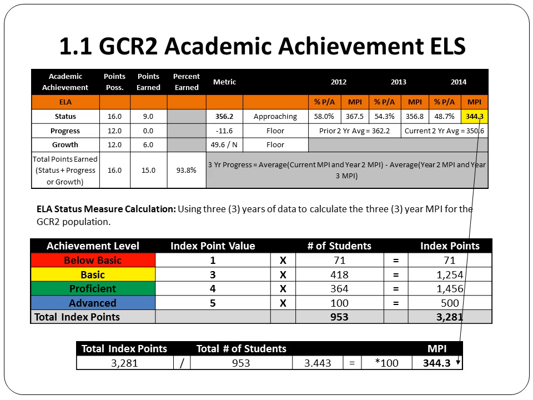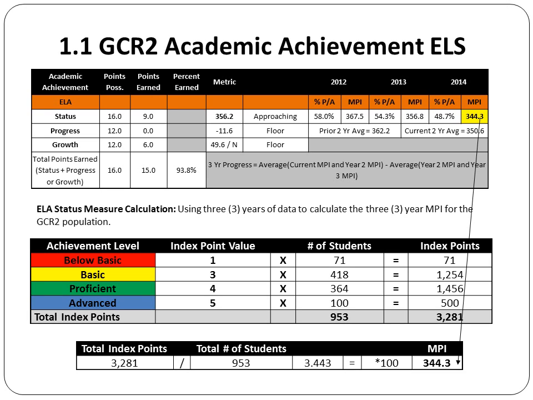There are 4 levels of achievement: below basic, basic, proficient, and advanced. Each level has an index point value. So for example, we have 71 students that scored below basic. So we multiply 71 times 1 and we have 71 index points. The same is true with basic at 3 points, proficient at 4, and advanced at 5.